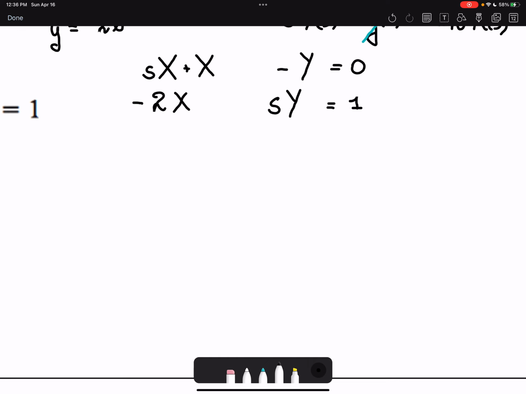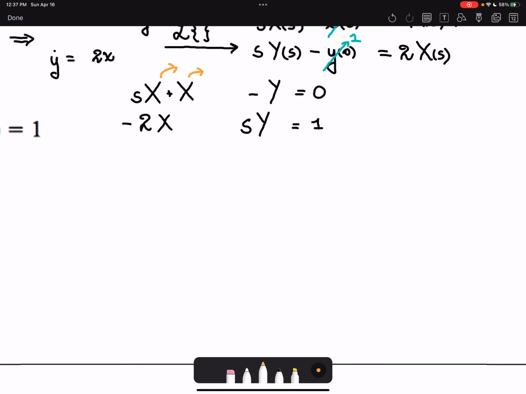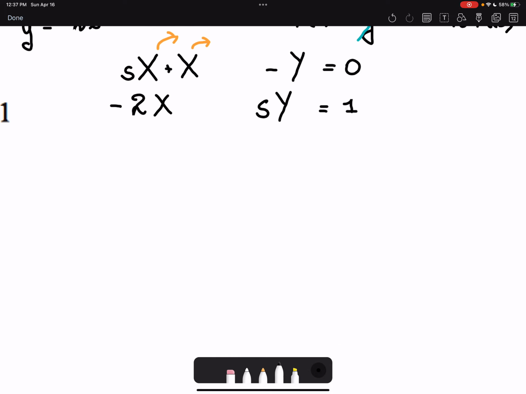Well, now what can we say? Well, now I can factor out this guy. I can factor out this in this case. And what am I going to get? I'm going to get s plus 1, close this, times the big X minus big Y equals 0. And here I'm going to get negative 2 times big X. Maybe that negative, I can bring it in here. And here I'm going to have plus s times big Y equals 1.